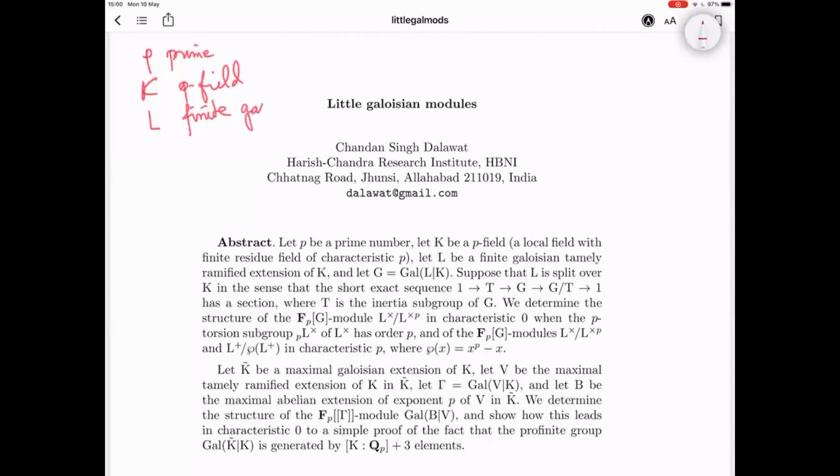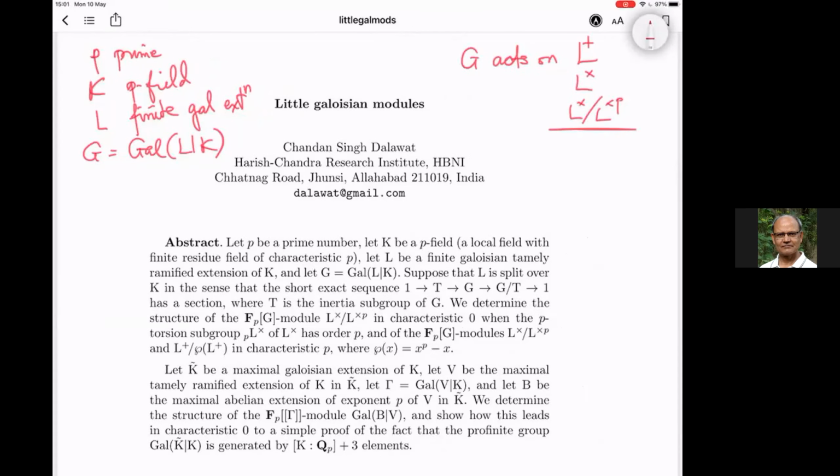let's take a finite Galois extension, right? And let G be the Galois group of L over K. Then this G acts on what? Of course, it acts on the additive group L plus. It acts on the multiplicative group L star. And it acts on various quotients of these things. The one which we are interested in is L star modulo L star to the power p. So this group G acts on L star modulo L star to the power p, right?